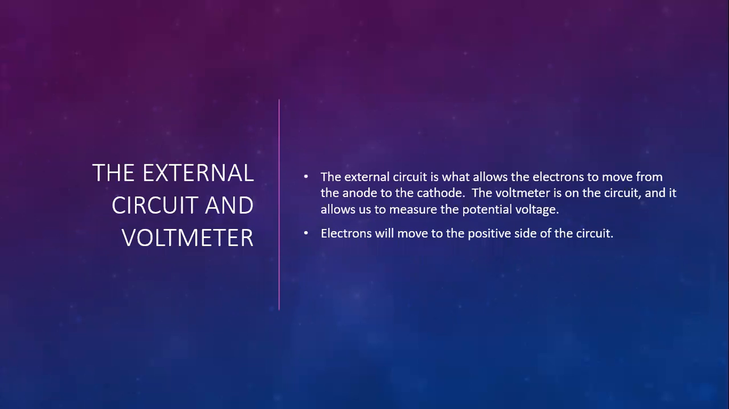The external circuit and voltmeter. The external circuit is what allows electrons to move from the anode to the cathode. The voltmeter is on the circuit, and it allows us to measure the potential voltage. Since electrons are negatively charged, the electron flow will go from the more negative half cell to the more positive side of the circuit.